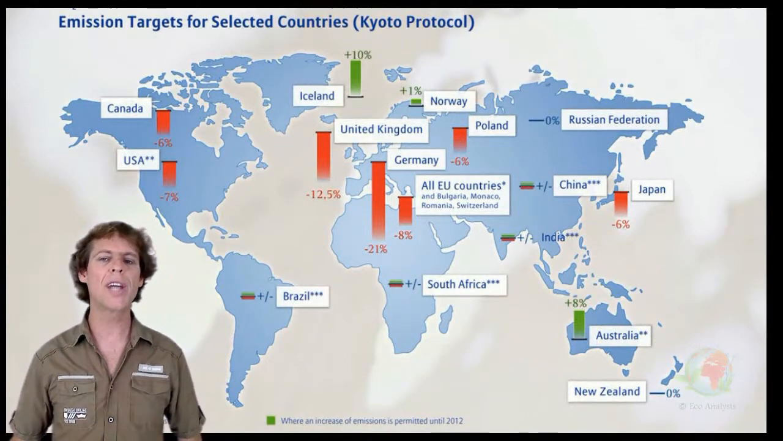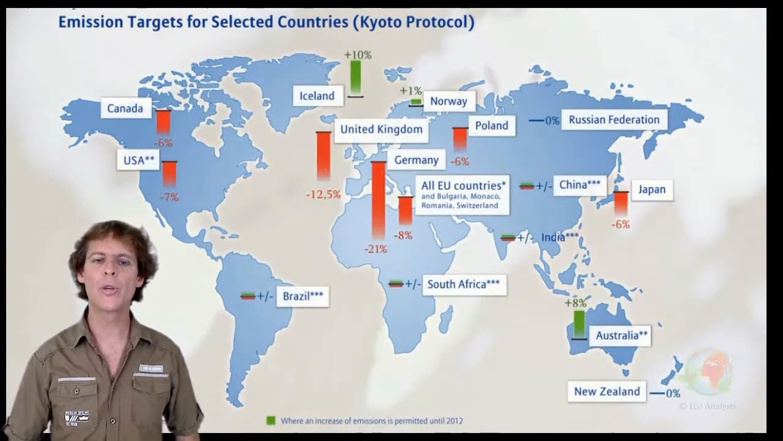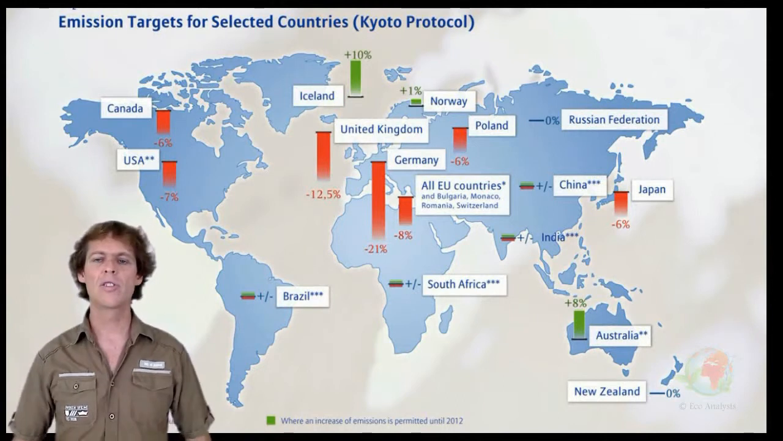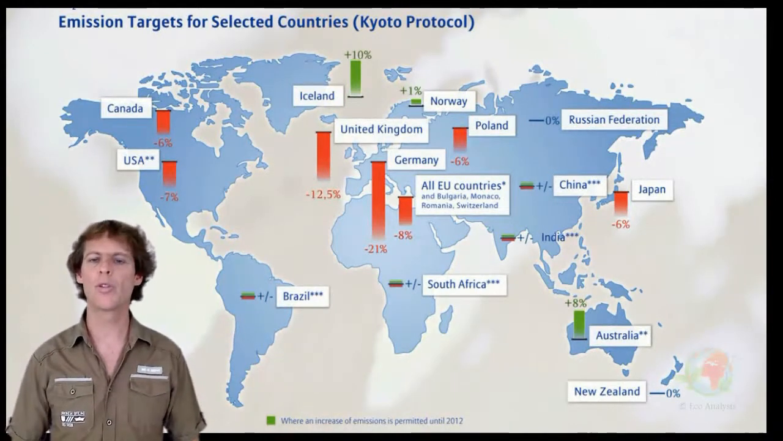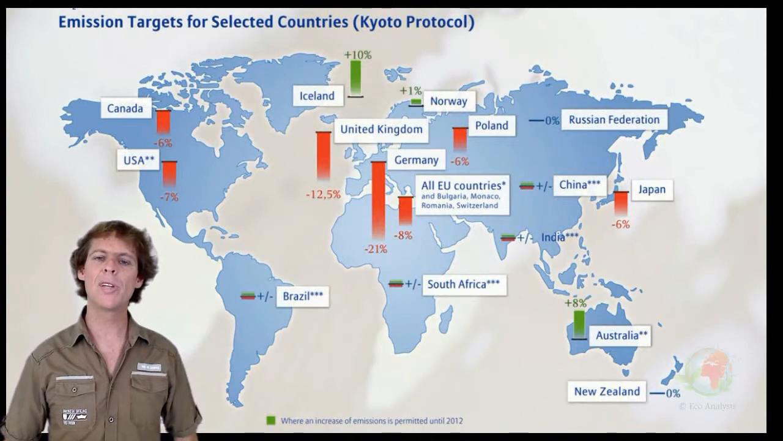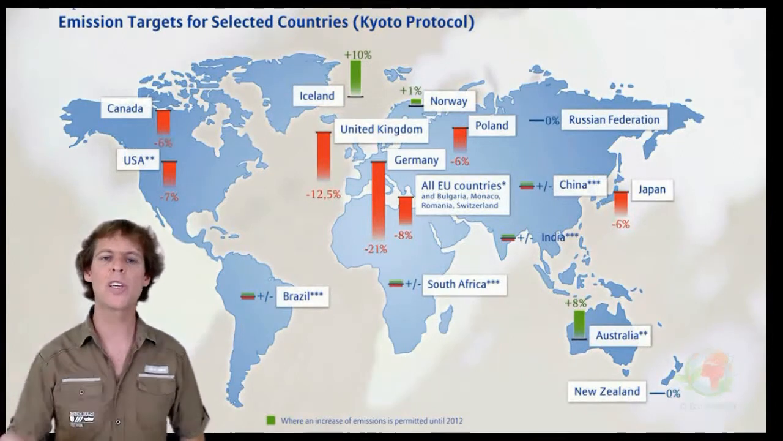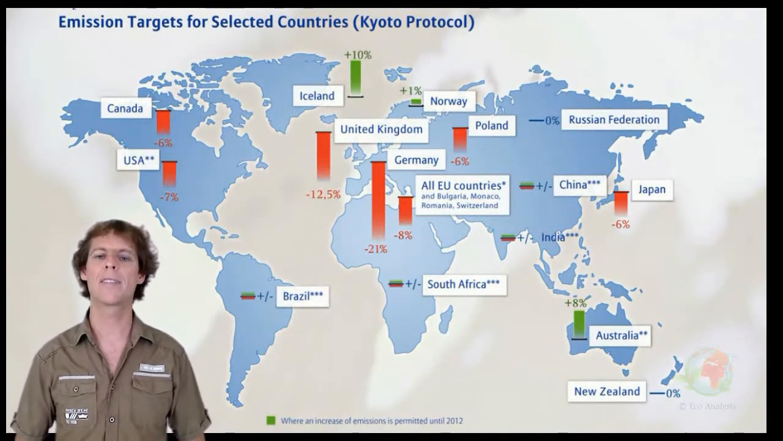Although the average reduction is 5.2%, national limitations range from the reduction of 8% for the European Union and others, 6% for Japan, 0% for Russia. The treaty permitted emission increases of 8% for Australia and 10% for Iceland.